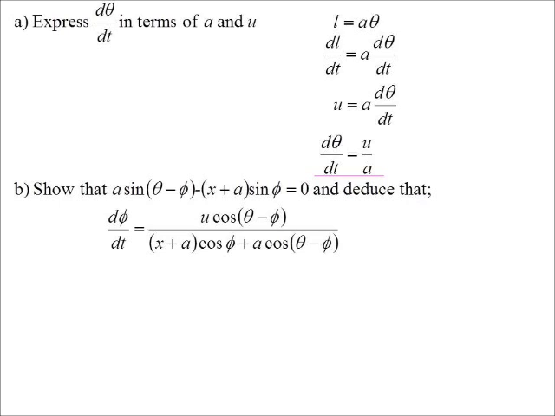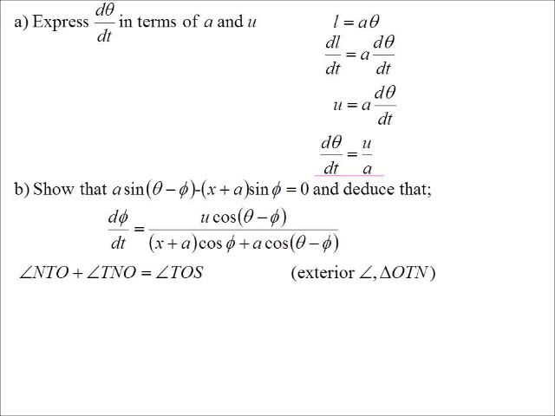Look at this wonderful one. We're going to show that A times the sine of theta minus phi minus x plus A sine of phi is equal to 0. Obvious, really. And then we're going to find this, as I say, variable angular velocity, d phi by dt, this wonderful expression there.